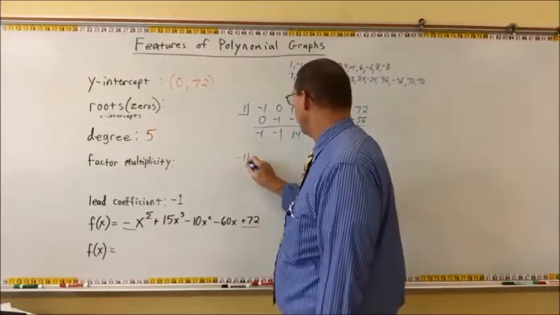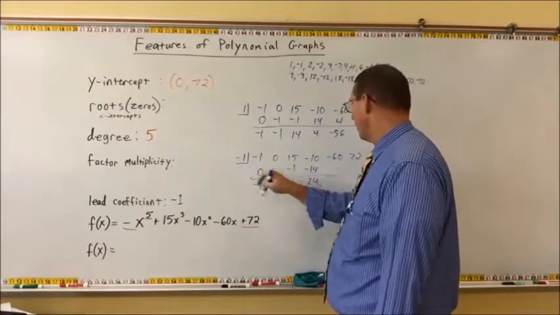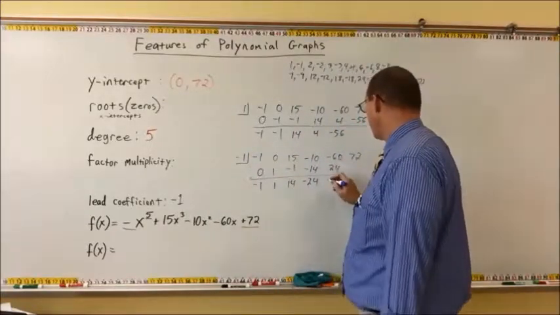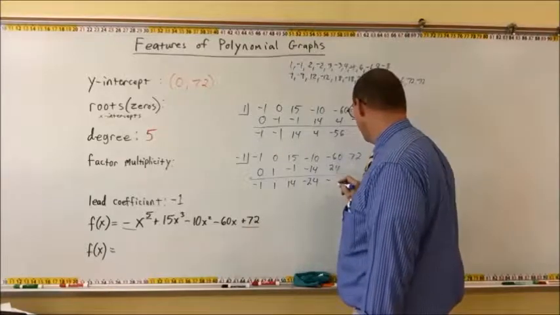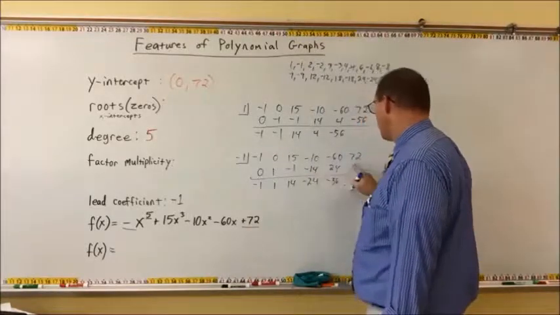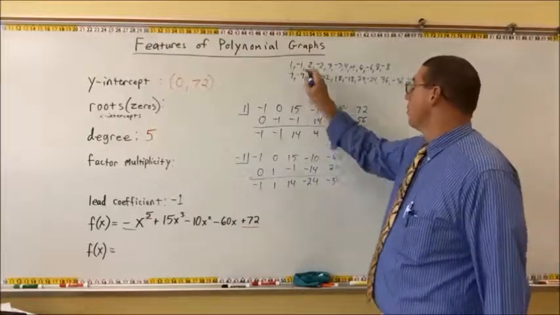So now let's try -1. Times -1 is positive 24, minus 60 is -36, and times -1 is not going to be 0, so I know that it's not -1.